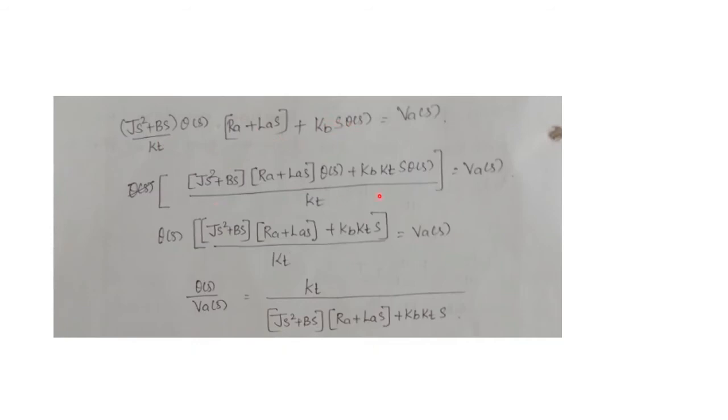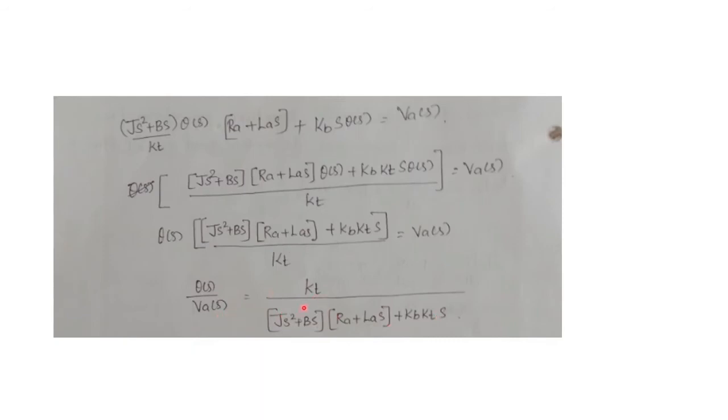For that we have to take the LCM. LCM will be KT. KT is not there in the second term, so we have to multiply the numerator by KT. So it comes here while finding the LCM. All these terms should be written here. In the numerator theta of S is common, so we can take it outside, and all the elements should be written inside this bracket, that is equal to VA of S. Now if we cross multiply, this VA of S comes to the denominator of the LHS, and we can take this KT to the numerator of the RHS. All these terms come to the denominator of the RHS. So this is the value of theta of S divided by VA of S.